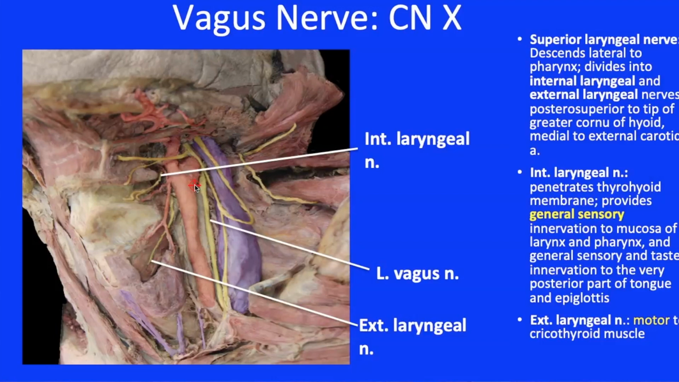We now look at the continuation of these two branches of the superior laryngeal nerve from the front. The internal laryngeal nerve will be sensory to the mucosa above the vocal cords. This is the nerve that is irritated when we need to cough. The external laryngeal nerve is motor to one muscle, the cricothyroid muscle. Again, details will follow.